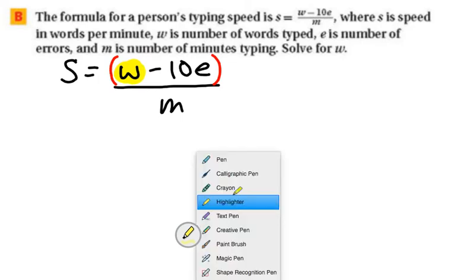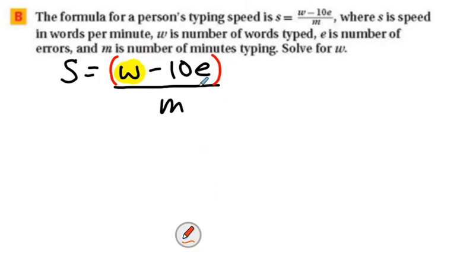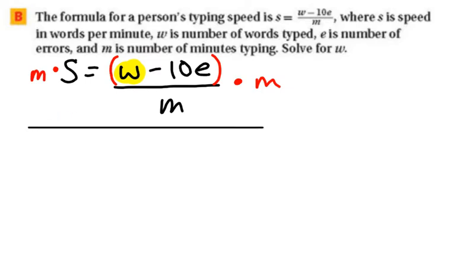we have to get rid of one of these terms. We can't get rid of the 10E because it's inside the parentheses, but what we can get rid of is this M. This M is being divided, so in order for us to get rid of it, we need to multiply both sides by M. You can't combine, but you could multiply S and M, and that will equal M times S, or S times M, it doesn't matter. So now that is equivalent to the group of W minus 10E.